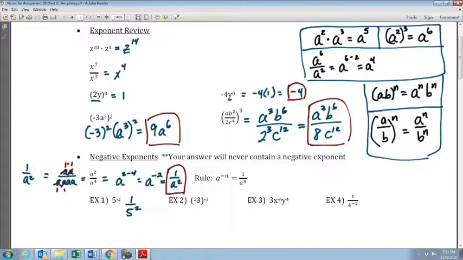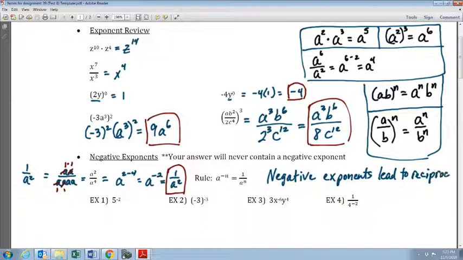I always say that if you have a negative exponent, I say negative exponents lead to reciprocals. So let me write that down here. Negative exponents lead to reciprocals. Not negative numbers.